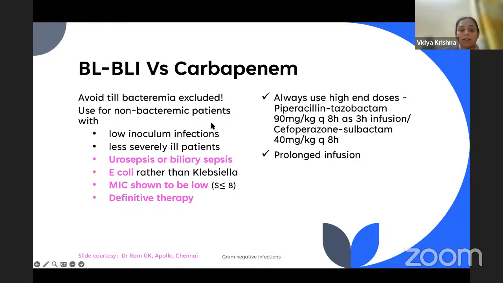Again, when you're using it in non-bacteremic patients, use it in low inoculum infections. Okay, probably you might be okay to use it in a UTI or even a biliary sepsis. Here, it's proven that BL-BLIs are almost equivalent to carbapenems. Less severely ill patients. Again, E. coli seems to respond better than Klebsiella. Klebsiella is always a more resistant bug. And when the MICs, especially if you have a culture back, the MIC is less than 8, which means pip-taz is sensitive, there you can easily use it, when you're trying to use it for a definitive therapy. Okay. So whenever you're using it, use high-end doses, and beta-lactams always work better when you use a prolonged infusion.